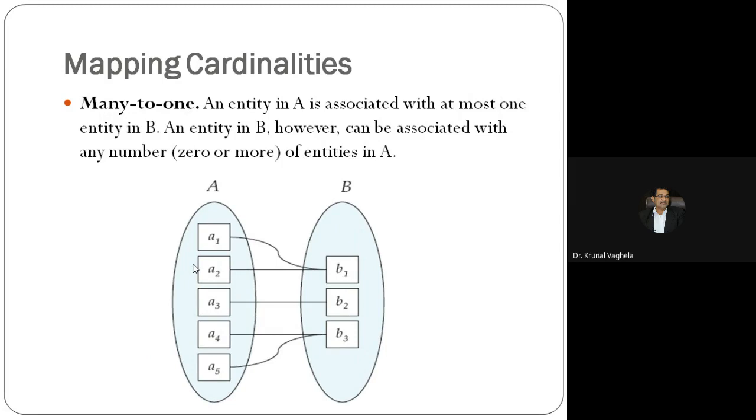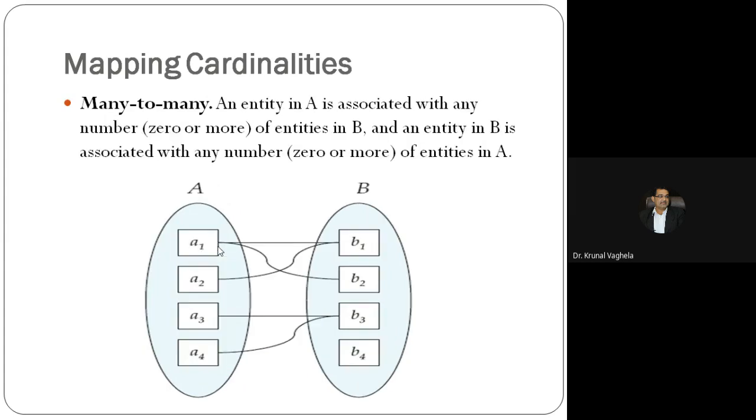Now the reverse: a person cannot have multiple accounts, but joint accounts are allowed. Many to one from A to B, but from B to A, one to many. So account B1 belongs to two customers, A1 and A2. In our professor example, a professor can mentor only one student, but a student can have multiple mentors. Right?